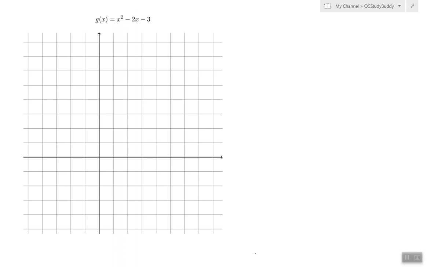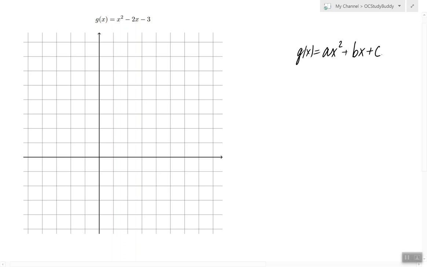In this video, I'm going to show you how to graph a quadratic function by analyzing its standard form. So what does that mean? That means we start with the function given in standard form, and we're not going to factor it or complete the square. We're just going to do the entire analysis from here.